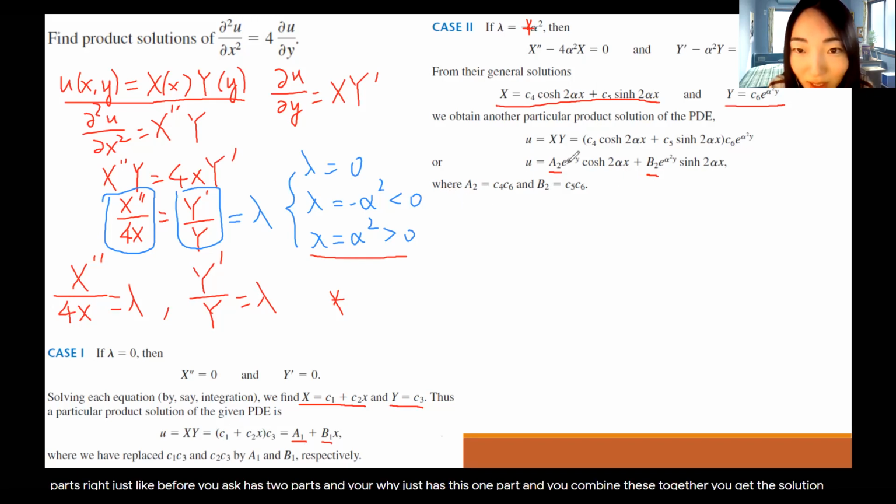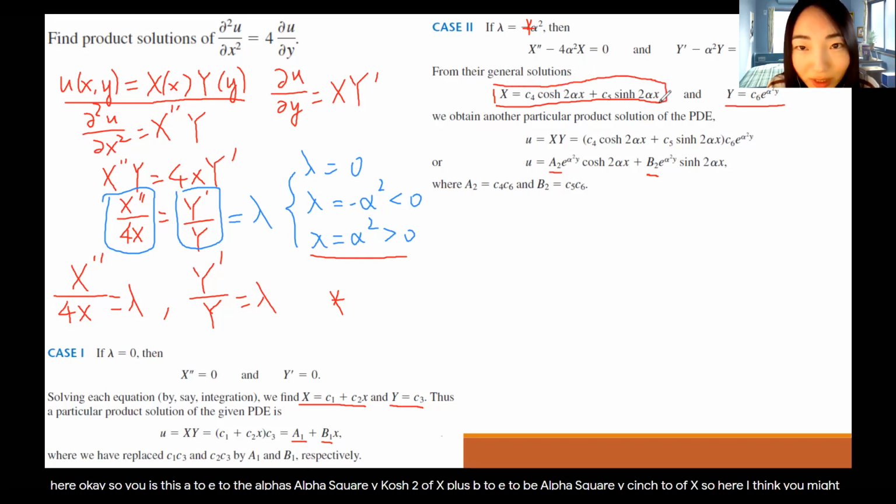Okay, so u is a2 e to the alpha square y cosh 2 alpha x plus b2 e to the alpha square y sinh 2 alpha x. Here, you might need some help in figuring this out. Feel free to use any calculators to help you do this.